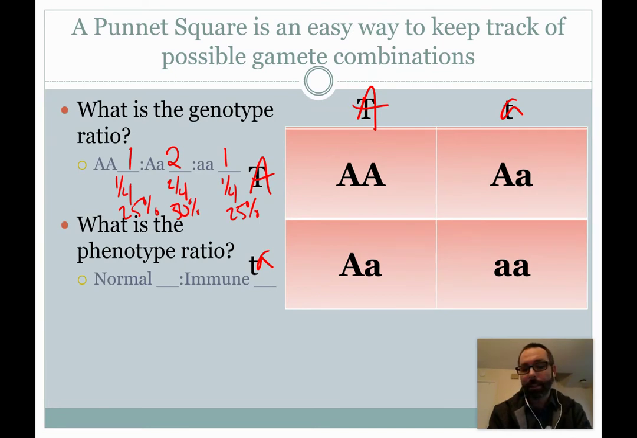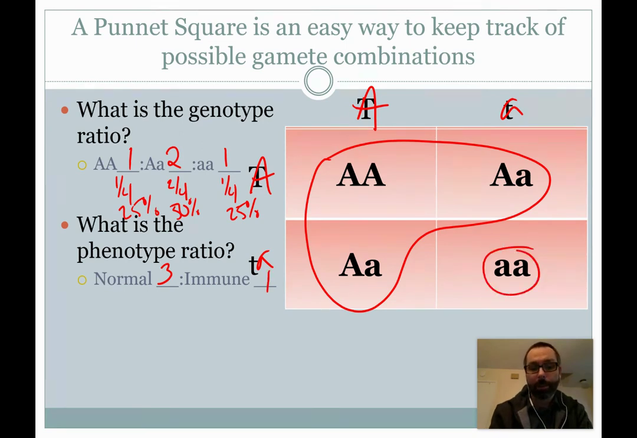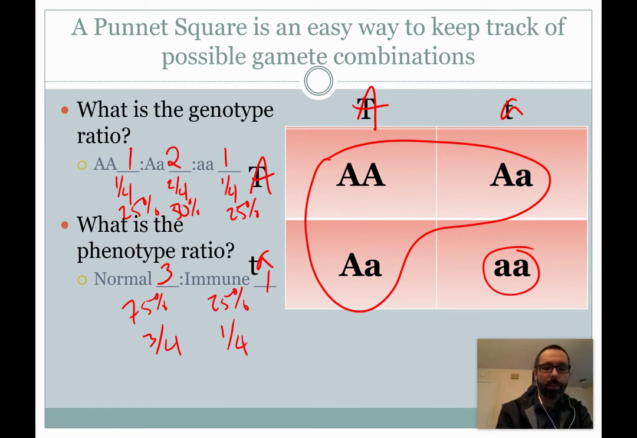Same thing could apply to the phenotype ratio. We know some are normal and some are immune. 3 of them are going to be normal because they have the dominant normal gene and allele, and then 1 of them would be immune, right? And again, you can make this be 75% to 25% or 3/4 to 1/4, right? There's multiple ways to do that.